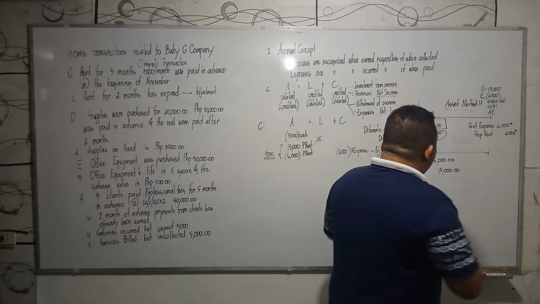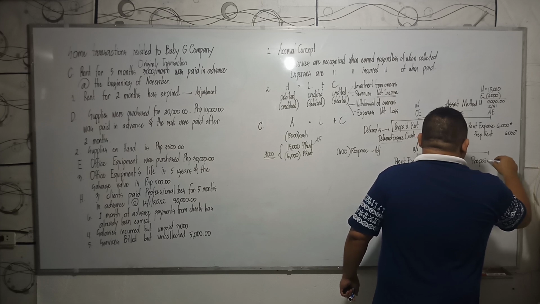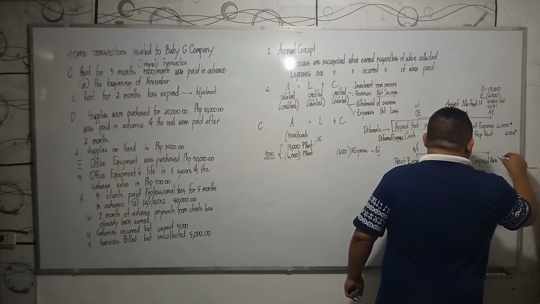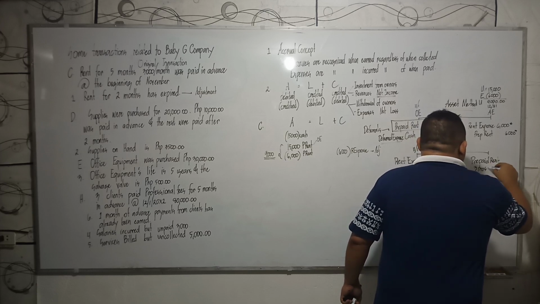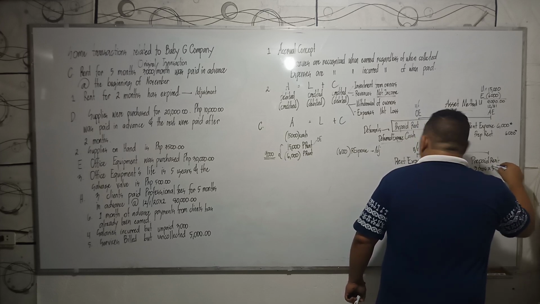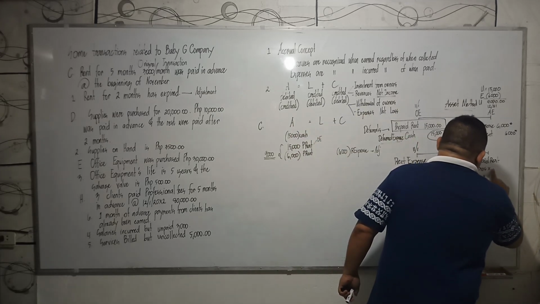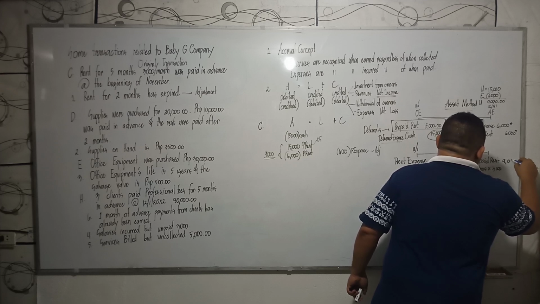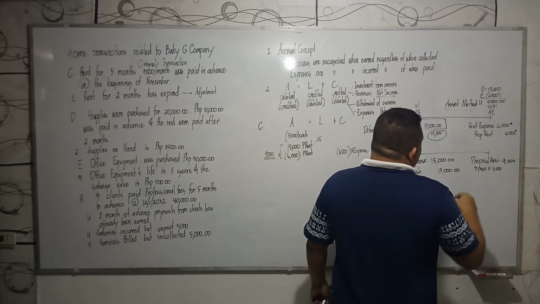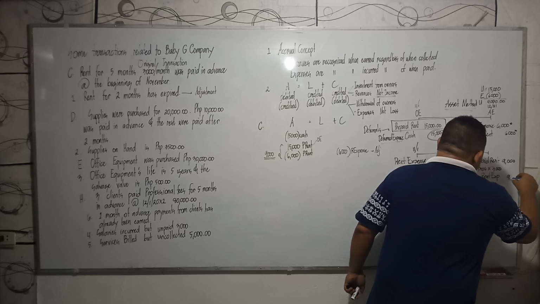So you have to record the prepaid rent here, which is the unexpired portion, which is 3 months times 5,000. 5,000? Am I right? 3,000. 3 months times 3,000. That is 9,000. And then you have to deduct the rent expense worth 9,000.